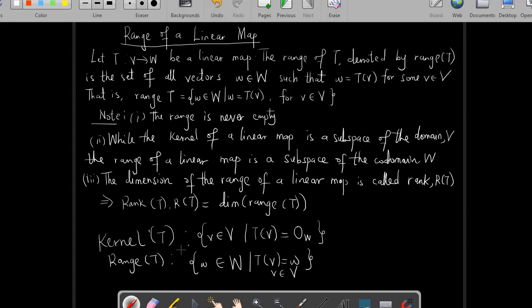Kernel speaks to your domain, range speaks to your codomain, as you can see. The kernel is simply speaking to the zero vector of your codomain, so T of your domain must equal the zero of your codomain, while your range is saying that there must exist a particular set of vectors w in your codomain, and w must equal T of v. See the difference? They are quite similar, but obviously not the same.